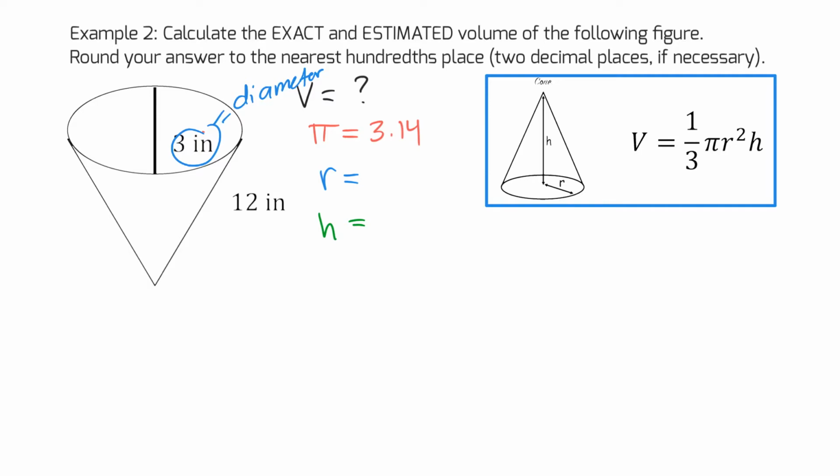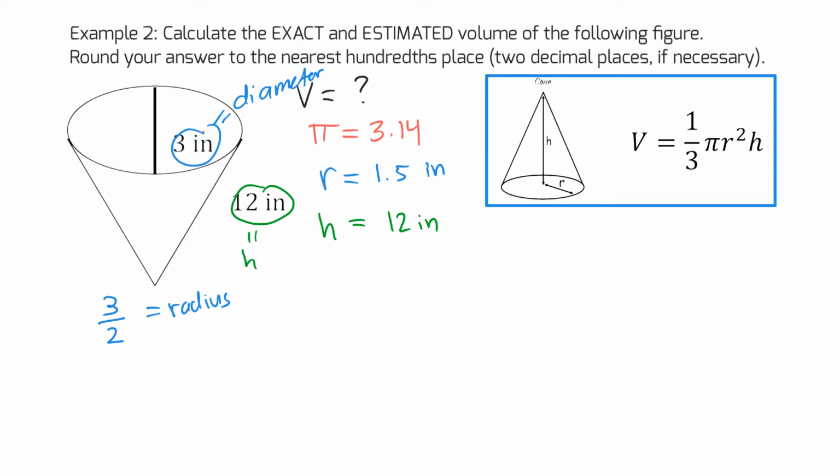To find the radius, I know that I need to take the diameter, which is 3, and divide it by 2. You could use your calculator, or if you know it by heart, you know that it's going to be 1.5 inches. Now, we need to find the height. The height is going to be this part, so it'll be 12 inches.